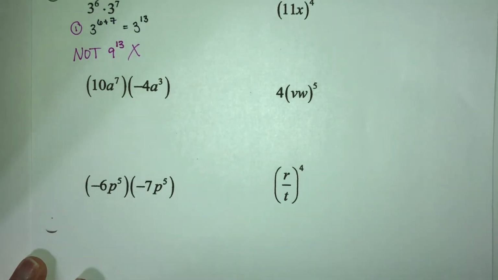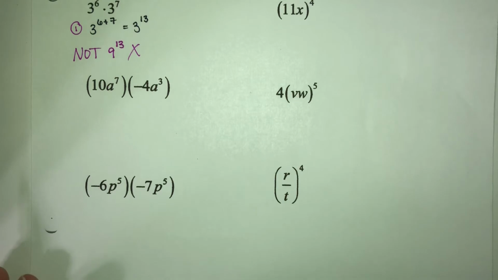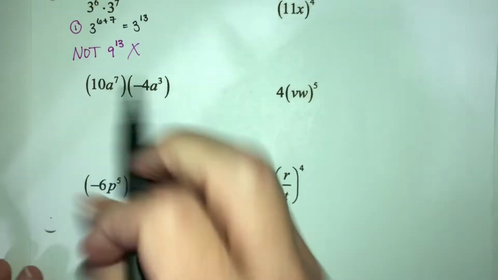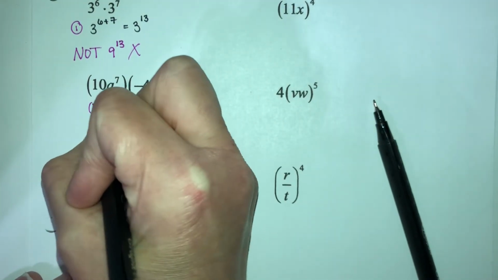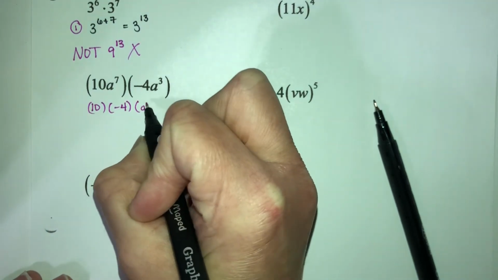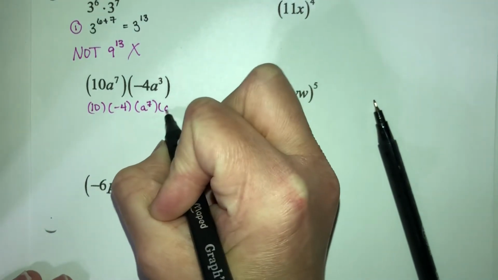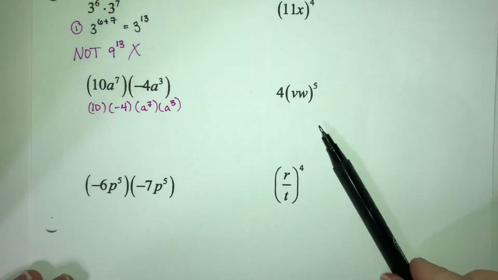Now I'm going to write out a step you probably will not need to write out. What we generally do is we just multiply the pieces we can. And the reason we can do that is because of the commutative property of multiplication and the associative property of multiplication. I can mix these things up however I want to. So the step you probably would not need to write down would be 10 times negative 4 times a to the 7th times a to the 3rd. Okay, and then you just multiply the pieces you can.